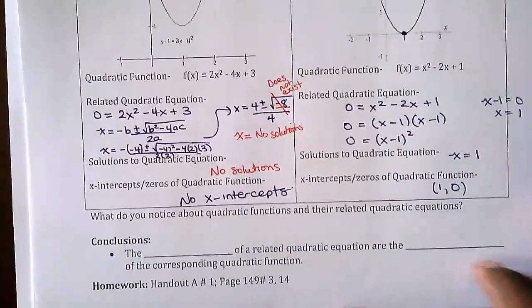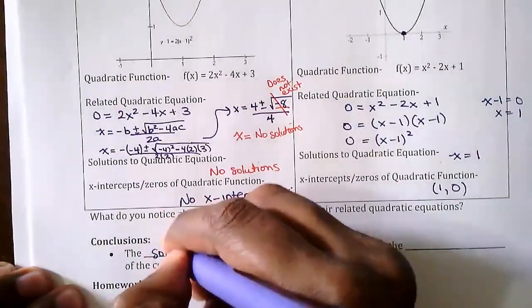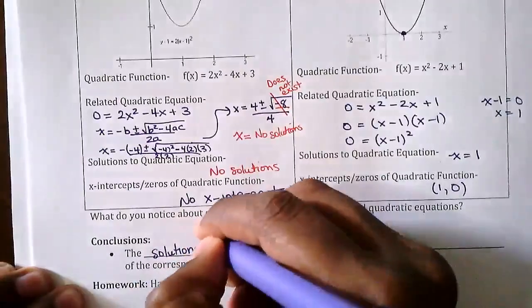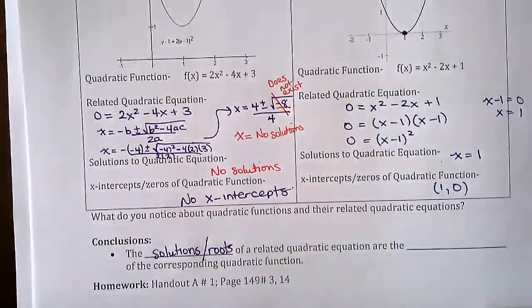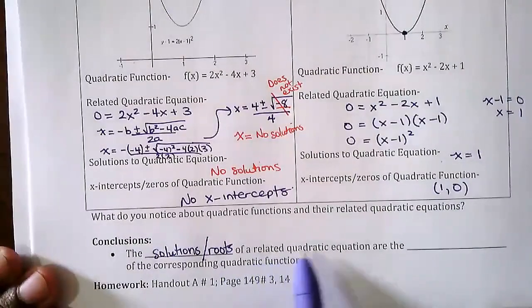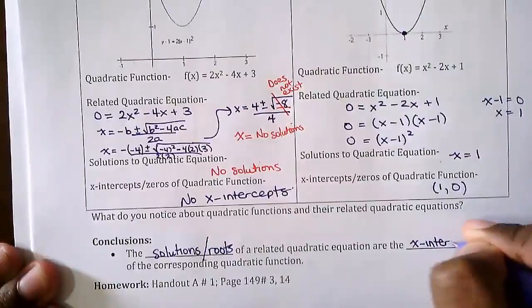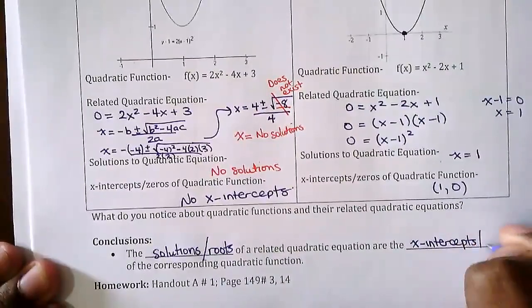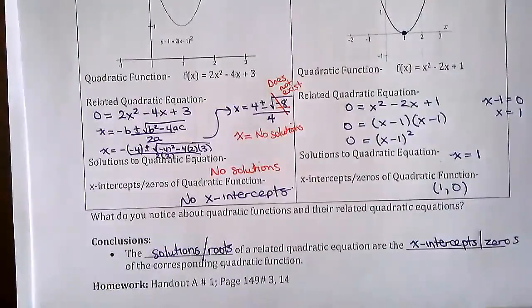So what are the final conclusions that we can form? The solutions, also known as roots, so a synonym to solutions is roots, of a related quadratic equation are the x-intercepts or zeros of the corresponding quadratic function. Okay, so that's the conclusion that we've seen all throughout these 4 examples.